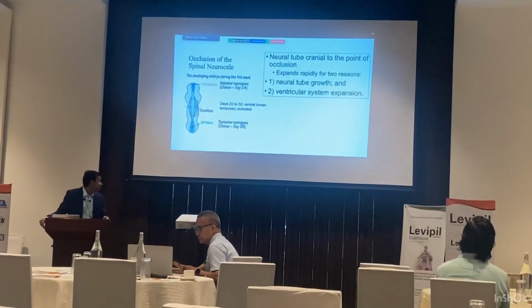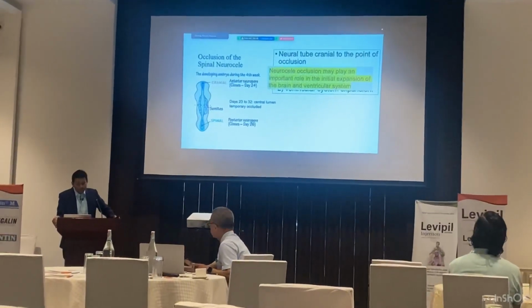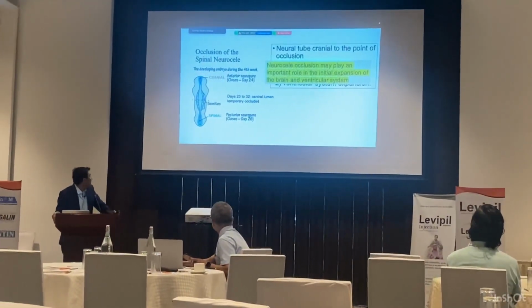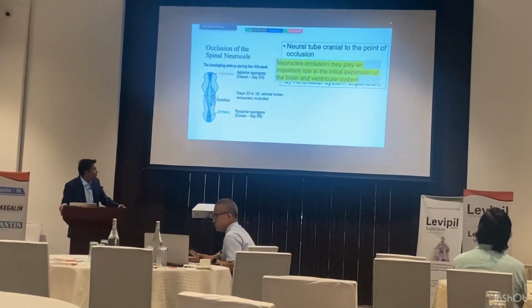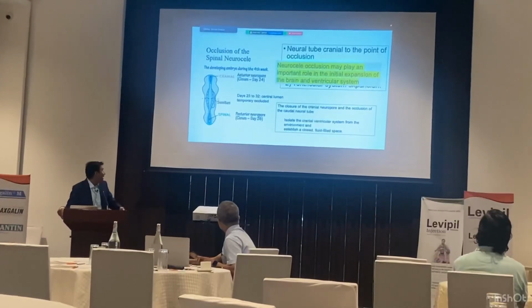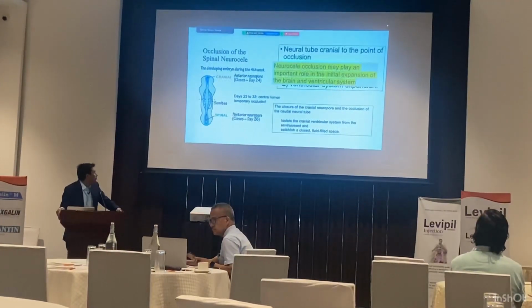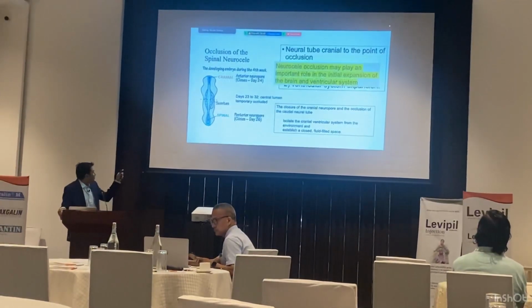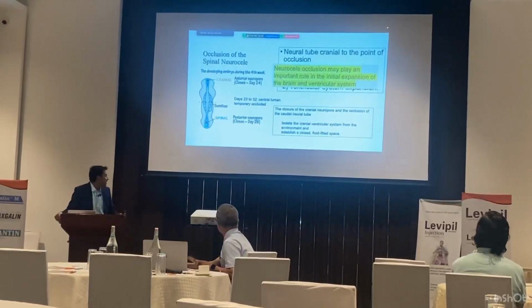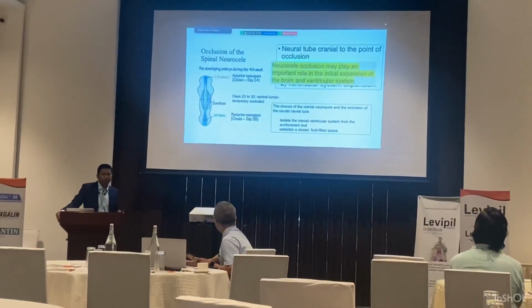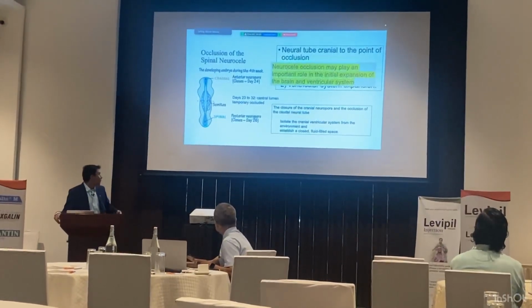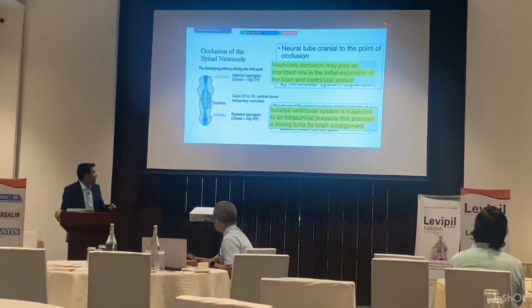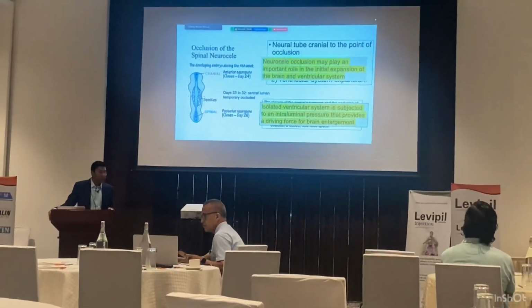Now in the spinal neural tube, there will be occlusion, and cranial to this occlusion there will be the initial expansion of the brain and the ventricular system. And if there is closure of the neural pore, then we can see that it has isolated the cranial ventricular system from the environment into a closed fluid space, and there will be pressure differences. So this intraluminal pressure provides a driving force for brain enlargement.